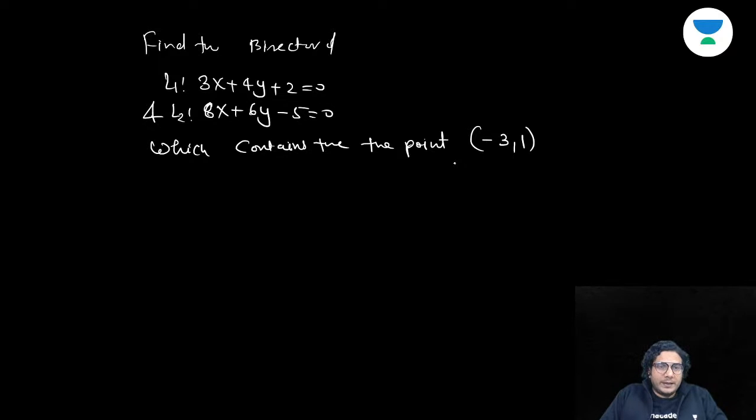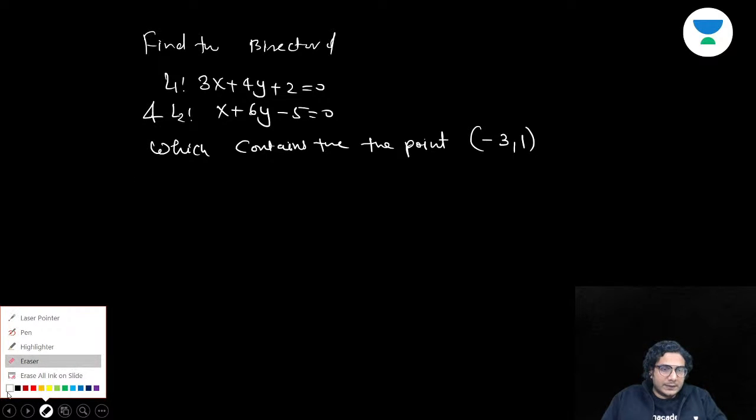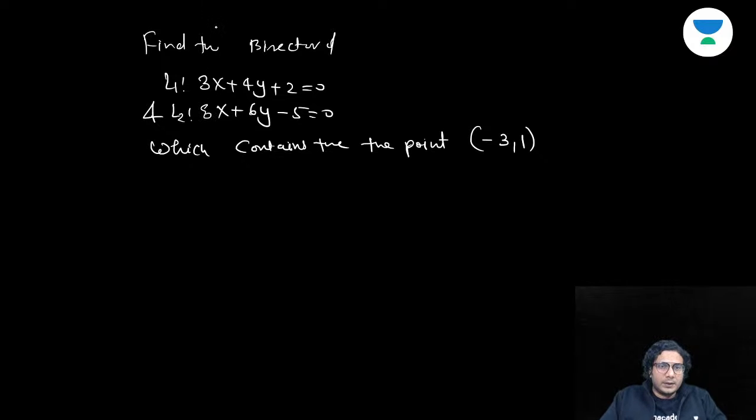The question is, you need to find the angle bisector of L1 and L2 which contains the point (-3, 1). You need to find the bisector of these two given lines, 3x + 4y + 2 and 8x + 6y - 5. Okay, so you're getting 2x - 2y - 9 = 0.